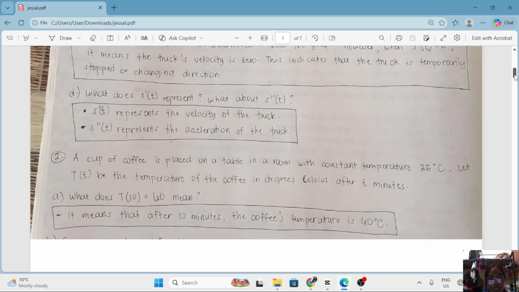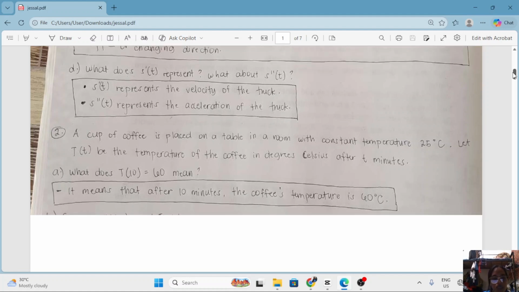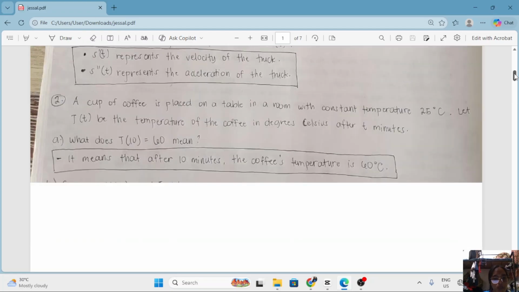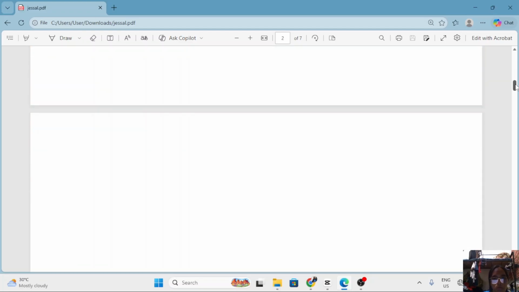What about the second derivative of s of t? So s prime t represents the velocity of the truck, and then the second derivative of s of t represents the acceleration of the truck. So now let's proceed to number 2.